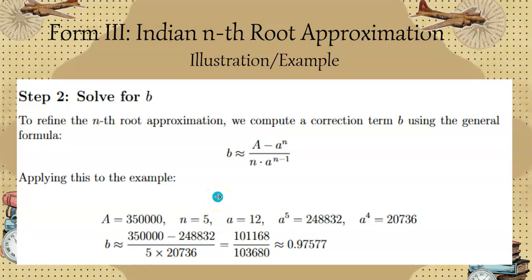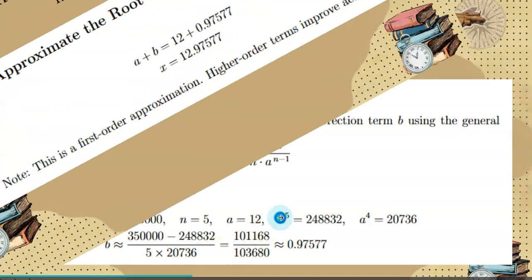Now substituting the values. So we obtain b is approximately equal to 350,000 minus 248,832 all over 5 times 20,736. So our b is approximately equal to 0.97577. Thus, the correction term b refines our initial estimate of a is equal to 12 because we have the decimal part.